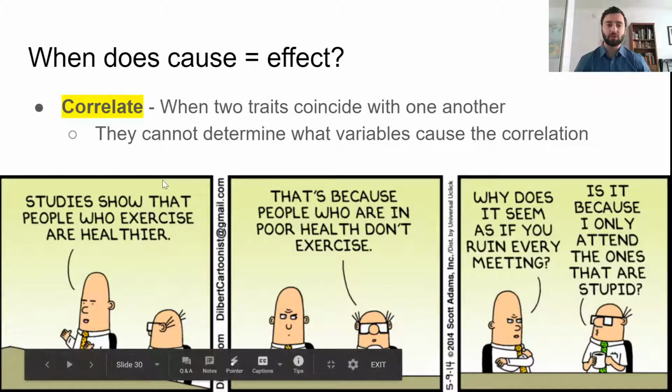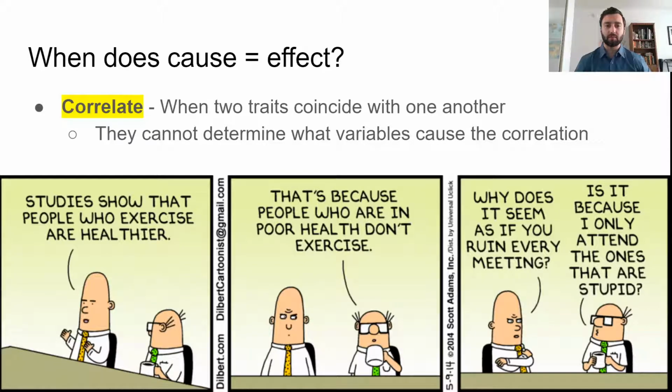And that's kind of what this little comic is showing. It says, studies show that people who exercise are healthier, and he says that's because people who are in poor health don't exercise. That's a good example of it. We would have actual experiments that would prove that, but we know that people that are healthier tend to exercise more. So it's like, okay, these two things go together clearly, but is it necessarily cause and effect? And it's really important. In the last video, you should have seen that cause and effect can only be determined by an experiment. So in correlations, we're going to see a little bit different information.